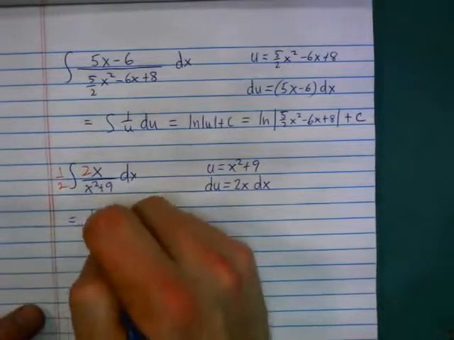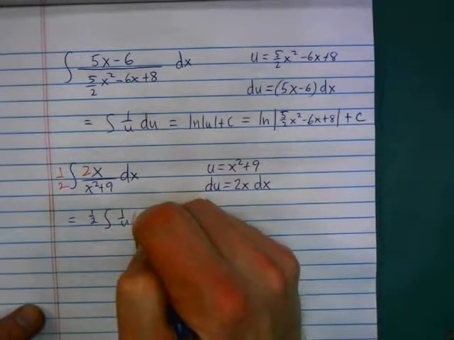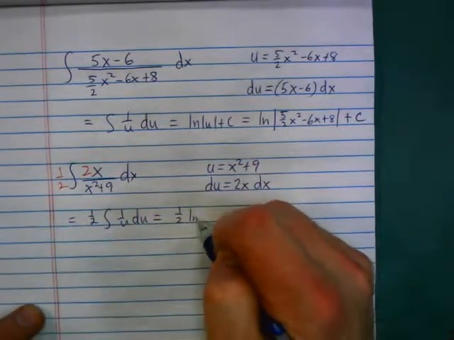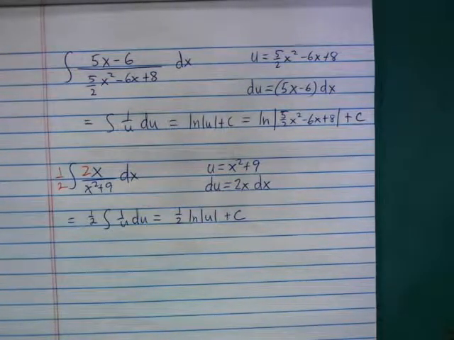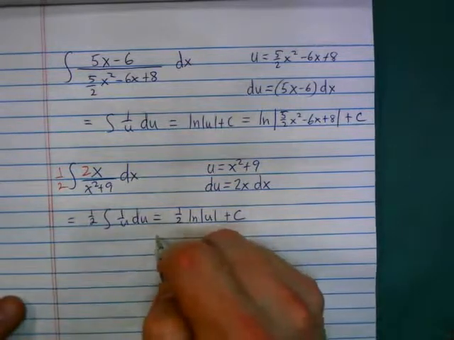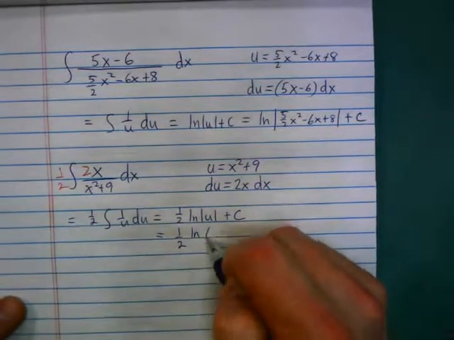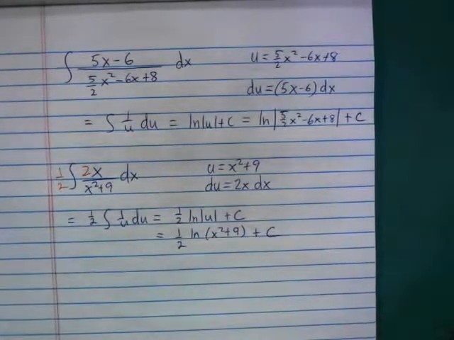This becomes 1/2 antiderivative 1 over u du, which is 1/2 ln absolute value of u plus c. And then quite often when you look at this one, if this one were in the back of the book, the final answer would be given as 1/2 ln(x squared plus 9) plus c. But they would drop the absolute value symbols. Just have regular old parentheses.